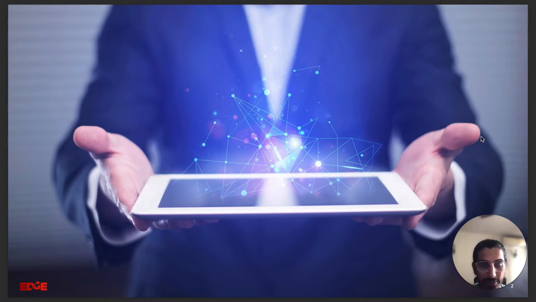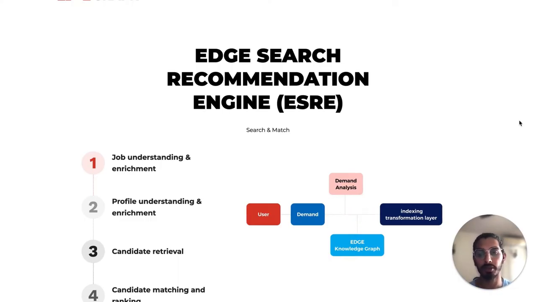So now let's understand how we are helping customers and users to find out relevant candidates, how we say which one is the relevant candidate and which one is not, how we enable them to discover the relevant candidates, and what the process is all about. I'm going to talk about our search and match process, which happens as part of our search and recommendation engine, helping users to discover the relevant candidates. And the process happens in four stages.